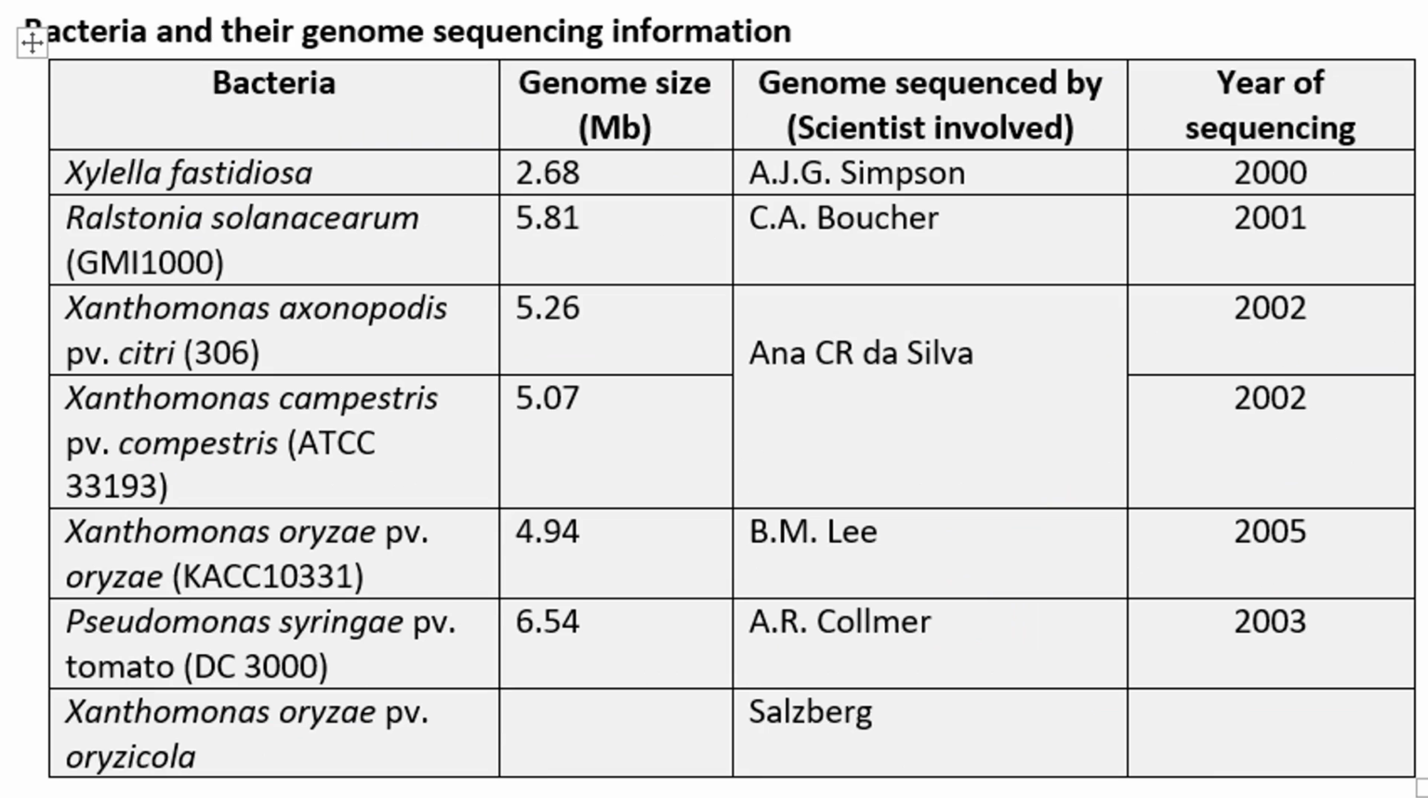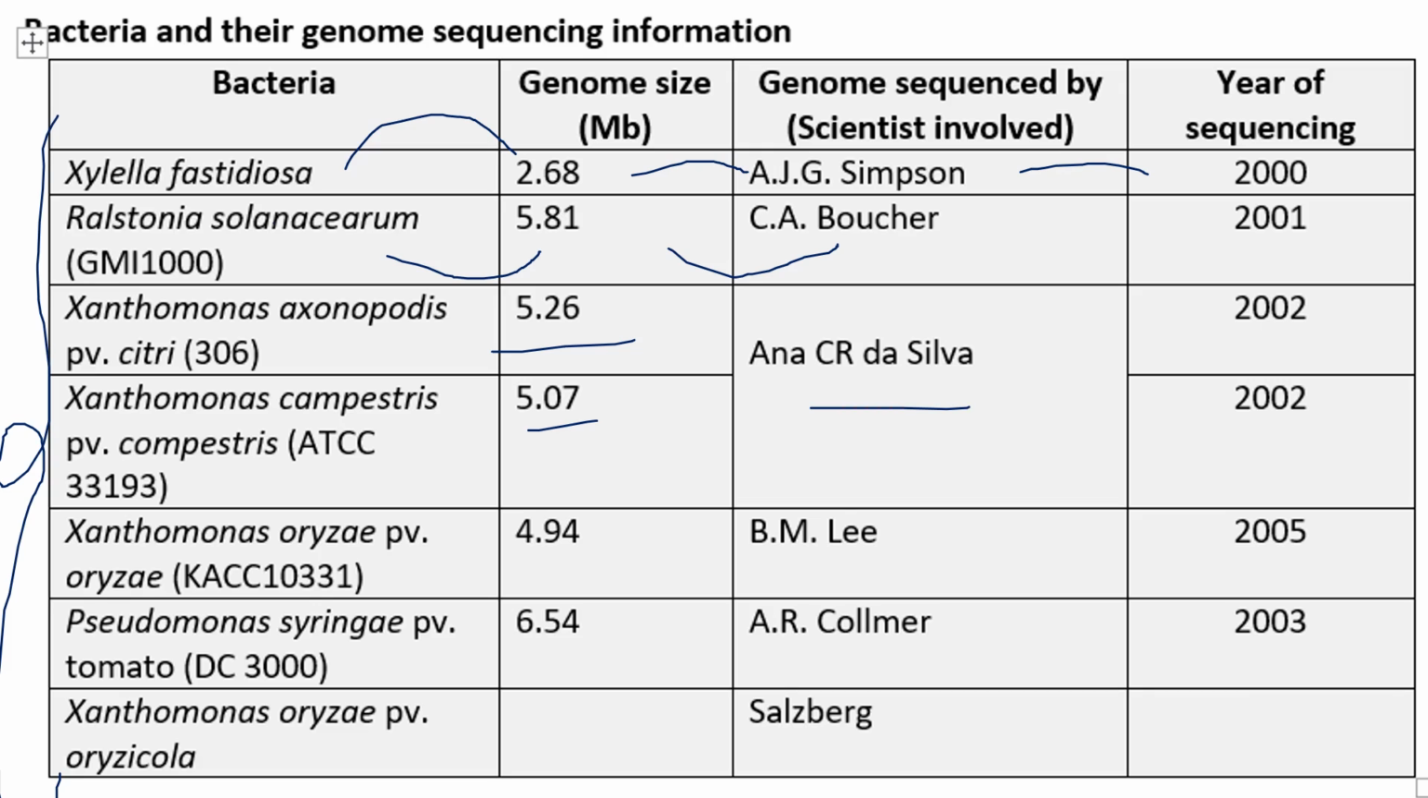When it comes to only plant pathogenic bacteria completely genome sequenced, these are a couple of bacteria. Xylella fastidiosa 2.68, sequenced by A.J.G. Simpson, year 2000. Ralstonia solanacearum 5.81 MB, sequenced by Salanoubat 2001. Xanthomonas axonopodis 5.26, Xanthomonas campestris pathovar campestris 5.07, sequenced by da Silva 2002. Xanthomonas oryzae pathovar oryzae, the rice bacterial leaf blight, 4.94 MB, Lee, 2005.